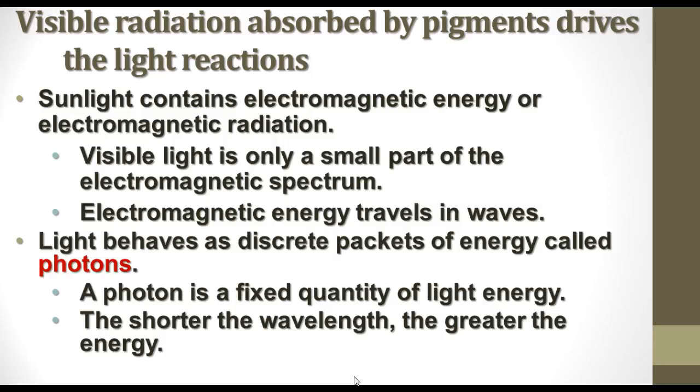absorbed. So you know, of course, that sunlight contains electromagnetic radiation. Visible light is only a small part of that, and we're looking specifically at visible light. Even though light travels in waves, it behaves as if it's made of little packets of energy called photons, and that's a fixed quantity of light energy that you find in the different wavelengths or the different colors of light, and we'll talk about the length of the wavelength compared to the amount of energy, of course. Basically, the shorter the wavelength of light, the greater the energy that you have in that light.